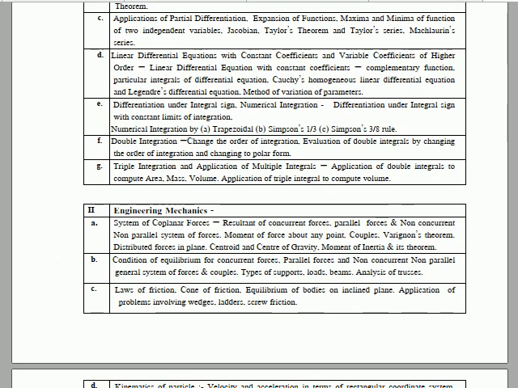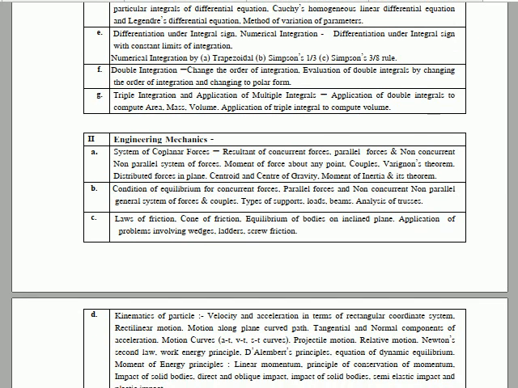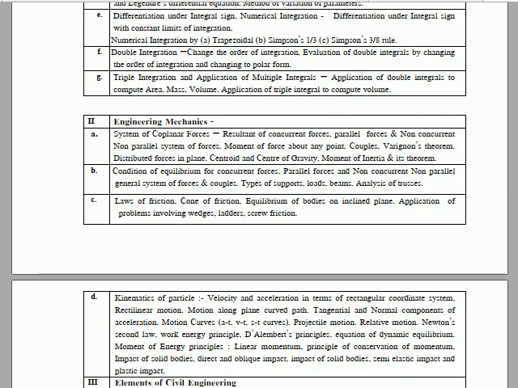And the next subject is engineering mechanics. The first chapter is system of planar forces. The second chapter is condition of equilibrium for concurrent forces. Third is law of friction, kinematics and dynamics, etc.